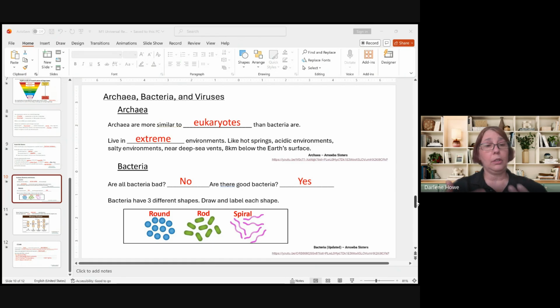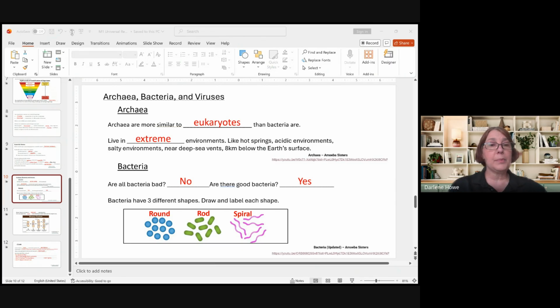Round is called cocci. Bacteria are bacilli, I believe. I can't remember, but they all have different names that are similar to that, but they're more scientific. So for us, we just need to learn the simple names for them. And then when you get into the upper grades, you'll learn more about these bacteria.